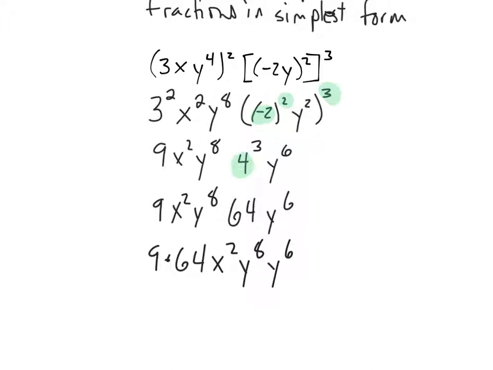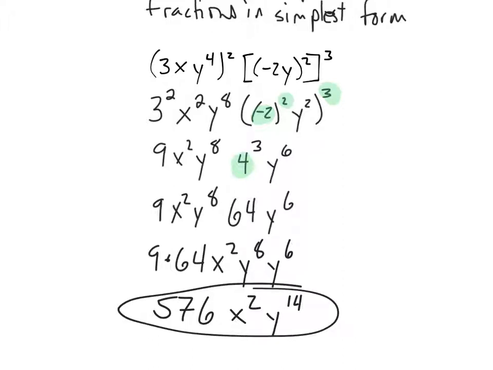So 9 times 64 is 576. And then the x squared doesn't have anything to multiply with. Y to the 8th and y to the 6th becomes y to the 14th. And that then is my final answer.